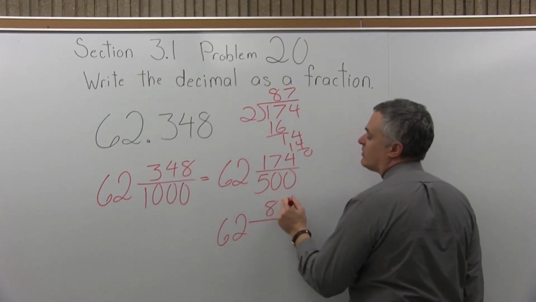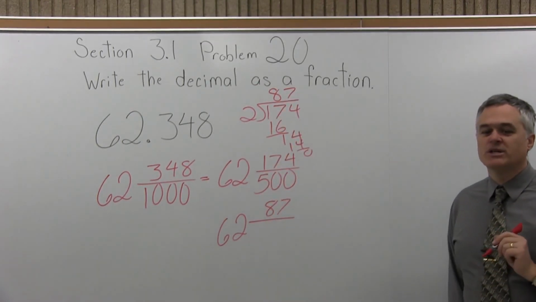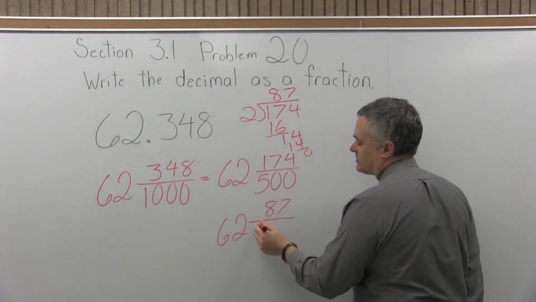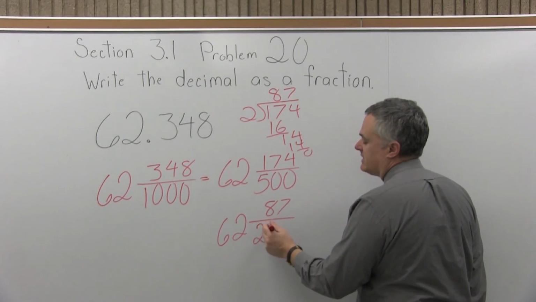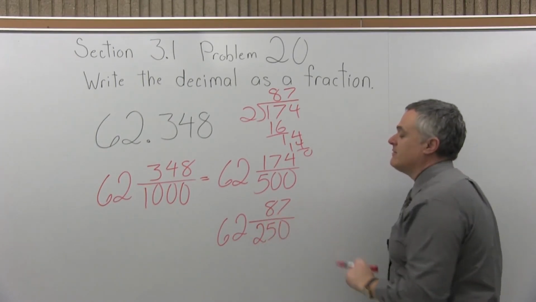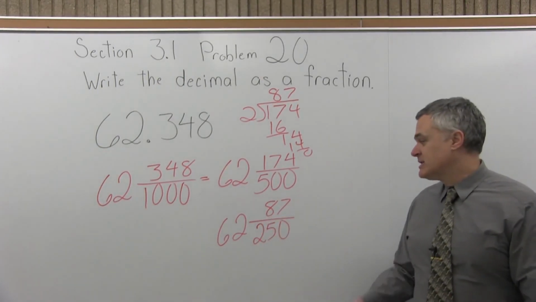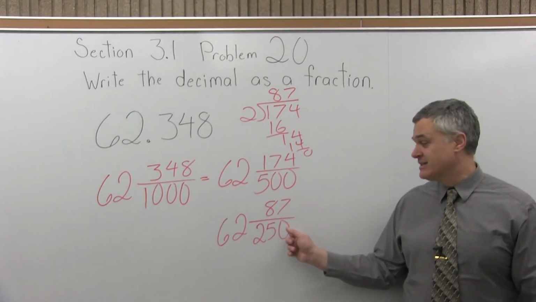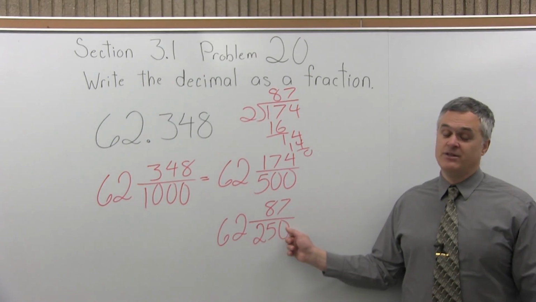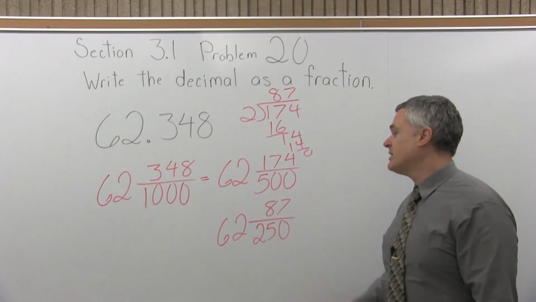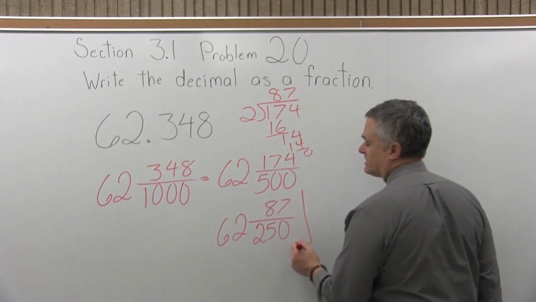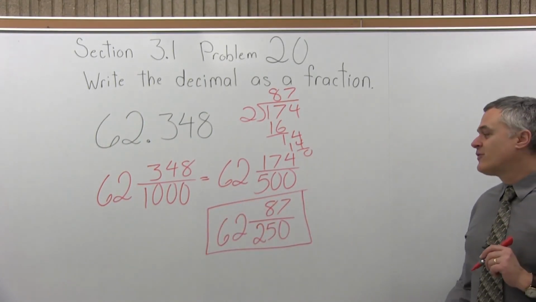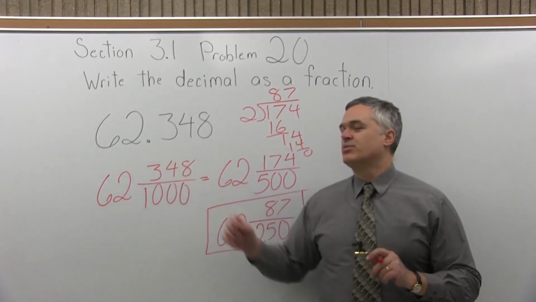I could see that without doing out the division, but you might not see it if you don't do the division out. Half of 500 I can do much more easily. Half of 500 is 250. Now, again, you may or may not be done. You ask yourself, is there anything that divides into 87 evenly that also divides into 250 evenly? There is not. So at this point, that's as far as the fraction can be reduced. I have 62 and 87 over 250. That's the fraction equivalent of 62.348.